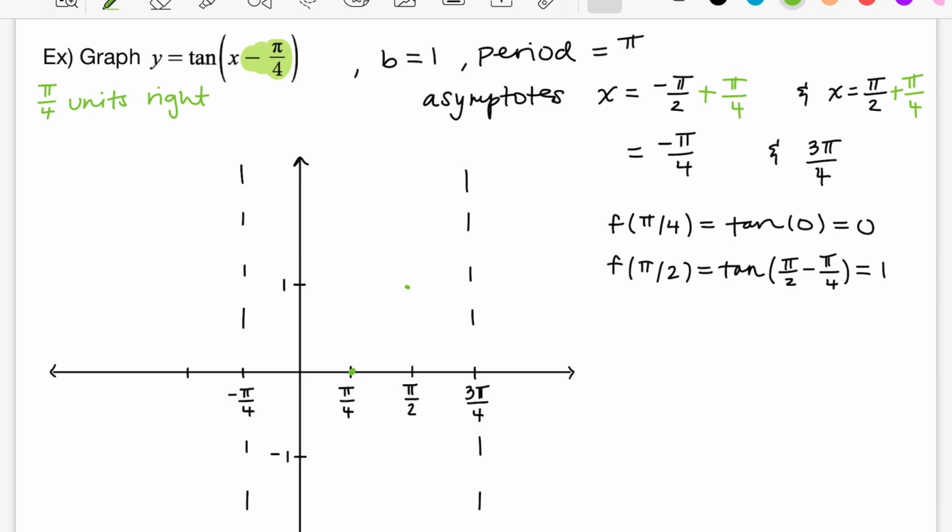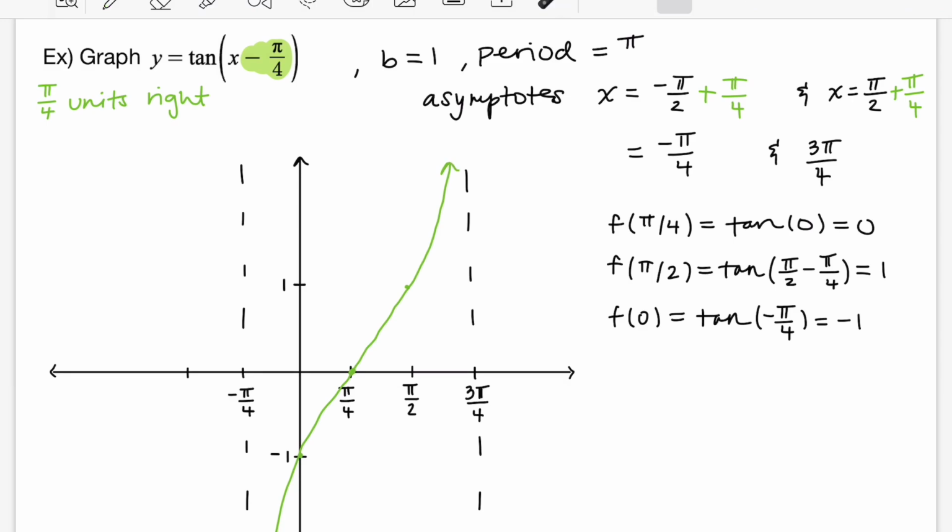Alright, and let's plot another point, see what happens when we plug 0 into our function. We'll get tangent of 0 minus pi over 4, so minus pi over 4, and this will give us negative 1. So we'll have this point here. And so lastly, we will connect these guys as we approach our vertical asymptotes. So that'll be the graph for tangent of x minus pi over 4.